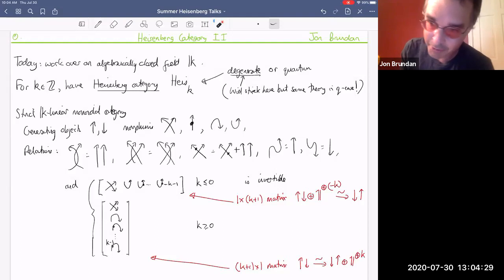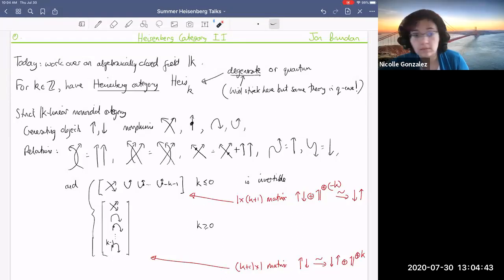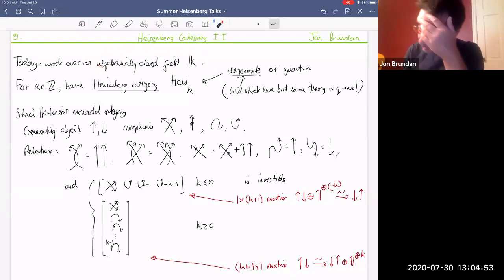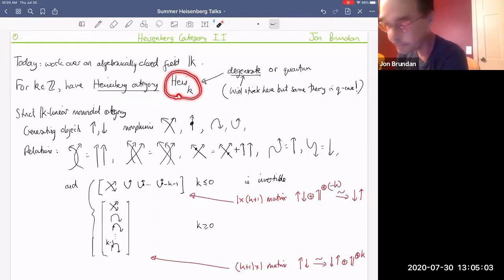Unlike last week, where I was working over the complex numbers because I was doing the K0 calculation, which is only true in characteristic 0 and depends on things like the group algebra of the symmetric group and so on, today I'm going to work over any algebraically closed field K, and we're going to be studying module categories over the Heisenberg category Heis K. So the little k there, that's the central charge, which is any integer.